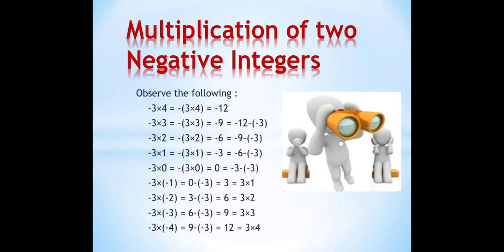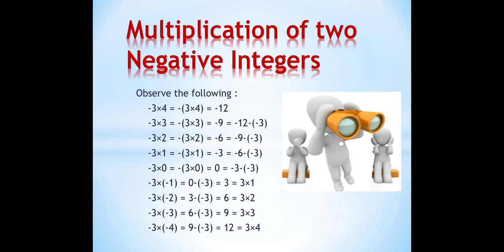Now minus 3 into minus 1. These are two negative integers, minus 3 and minus 1, and we are multiplying two negative integers here. Now if we follow the same steps that we did in the earlier pattern, then we can see here that minus 3 into minus 1 will be 0, the result of the previous step, minus minus 3, which is equal to 0 plus 3, which is 3, equal to 3 into 1.